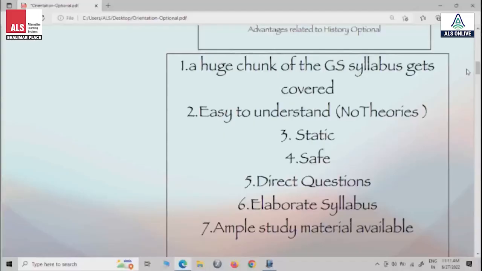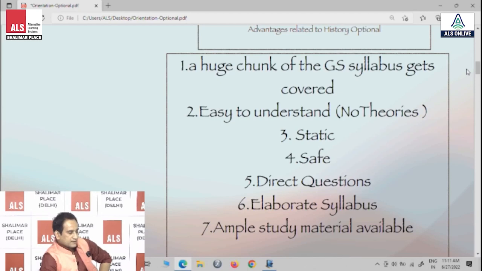There are many reasons. For example, I generally highlight this reason in my workshop. See these reasons. You can also agree. Can you see these reasons? When you have history optional, the general studies syllabus is almost done for the preliminary examination. Out of 100 questions, they are asking around 20 questions from history. 20, right? If not 20, then 16, 17 or 18 questions.